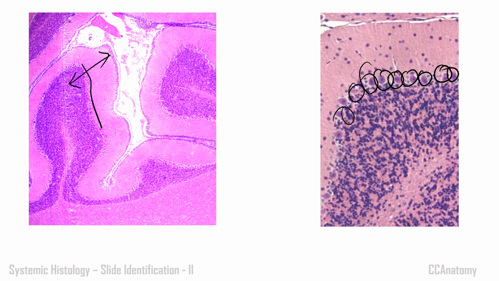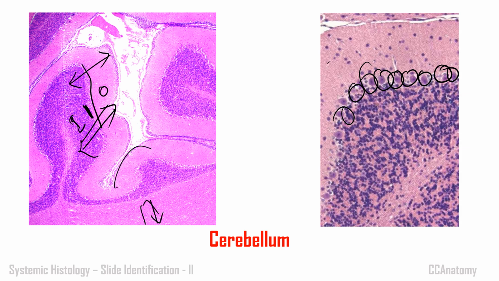Outer molecular, inner granular, middle Purkinje layer. So this is a slide of cerebellum. The nerve fiber layer is deeper. This three-layer arrangement and its folding you can see very clearly. Even when the slide is given, you can see that arbor vitae appearance, the tree-like appearance. So that's one of the key points to identify the cerebellum.